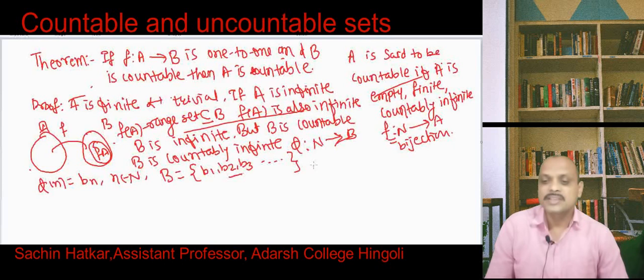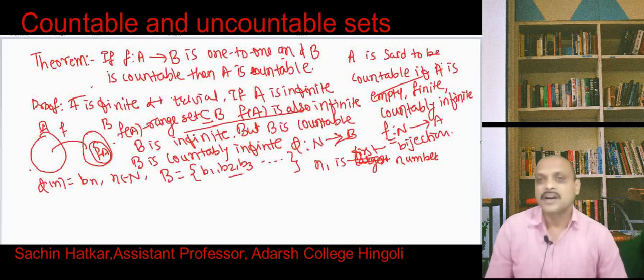Suppose n1 is the largest number, not largest, it is the first number. If we see the members of f of A, there are some members in the set f of A, but from those we can find the first number such that this element, let us call it Bn1, belongs to f of A.